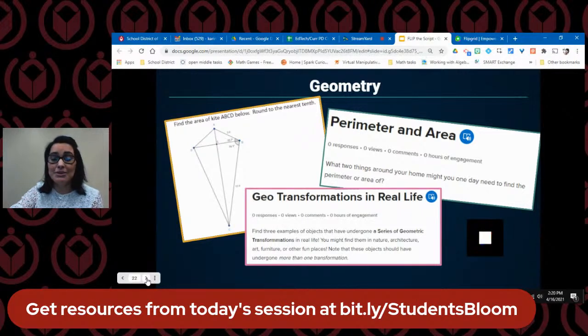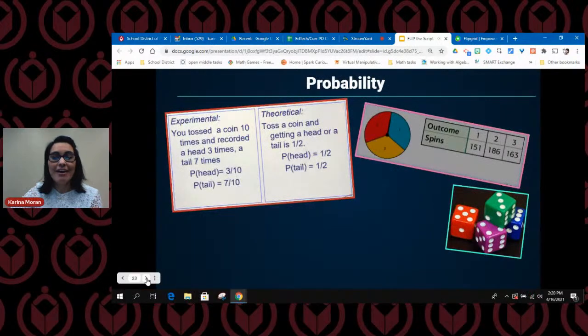Or perhaps in geometry, if we're doing transformations in real life, students will have to find 3 examples of objects that have undergone a series of geometric transformations in their real life. Again, mathematizing the world.